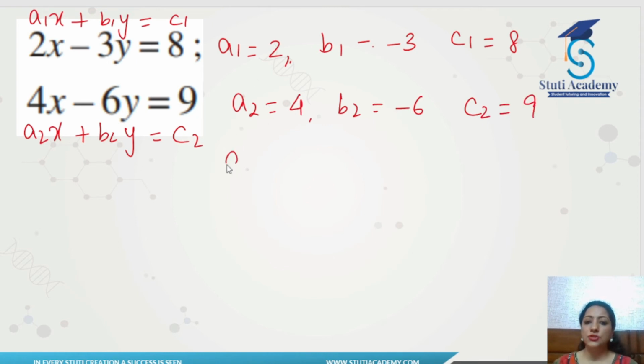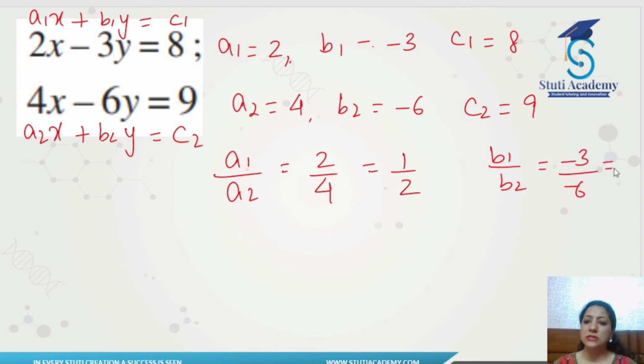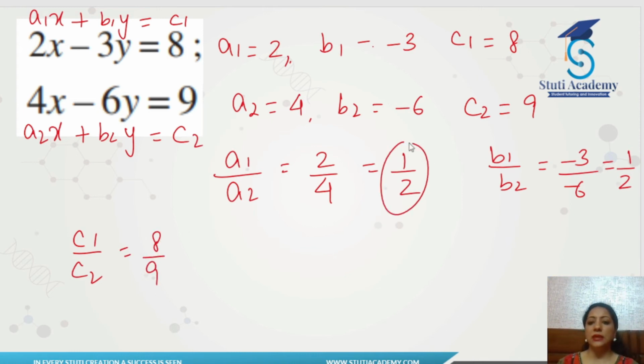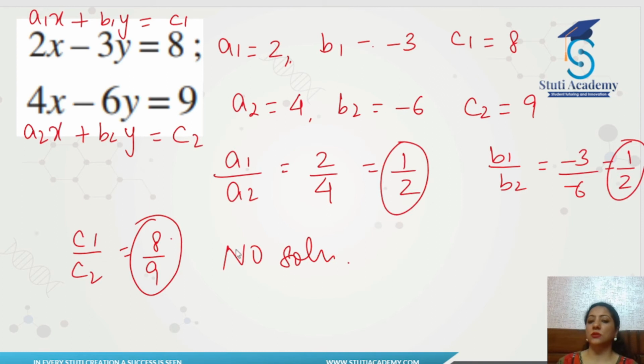Now let us take the ratios. We'll get a1 upon a2 as 2 upon 4, that's 1 by 2. b1 upon b2 as minus 3 upon minus 6, that's again 1 by 2. And c1 upon c2 is equal to 8 upon 9. So here as we can see that a1 upon a2 equal to b1 upon b2, not equal to c1 upon c2. So that's the case of no solution. So the set of equations, if you draw the graph of them on the Cartesian plane, you will get parallel lines.